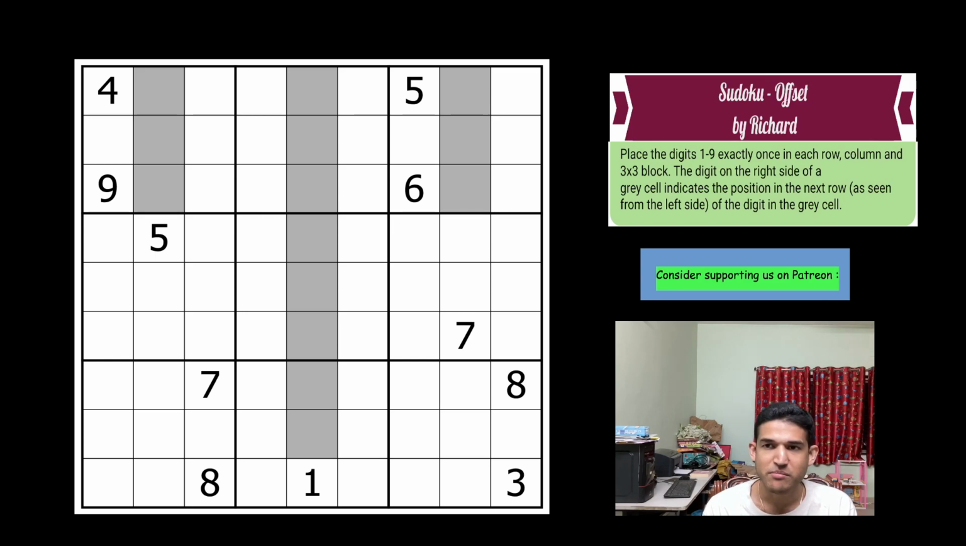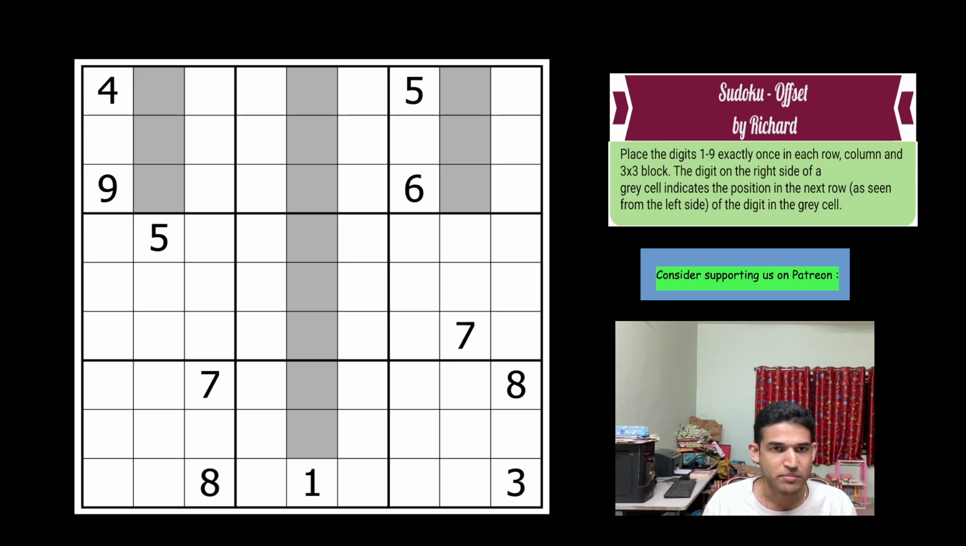So as far as I remember, I don't think I've seen this kind of variant previously. So it's sort of a new variant. All in all, an excellent solve. Let's move to the rules.